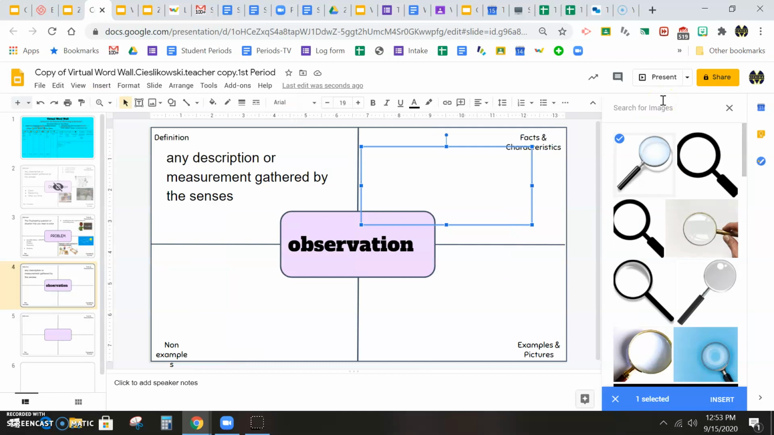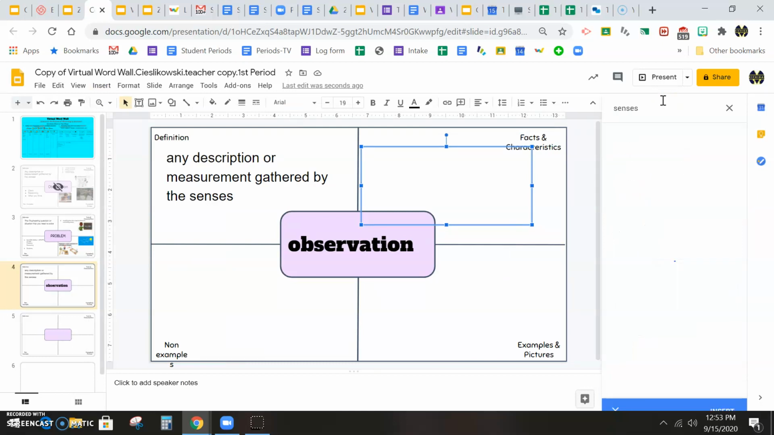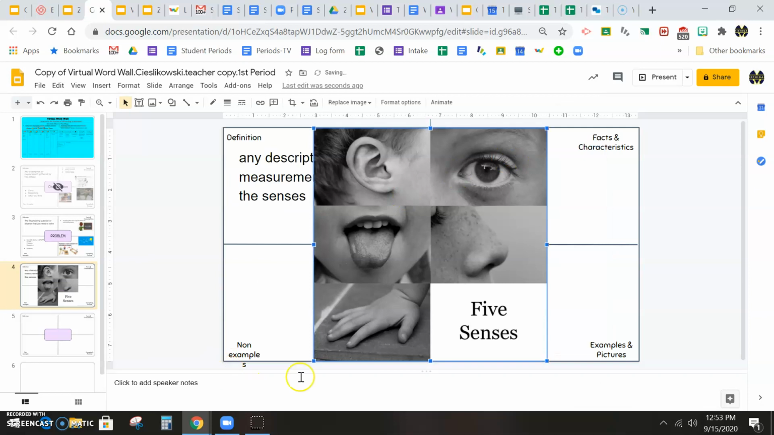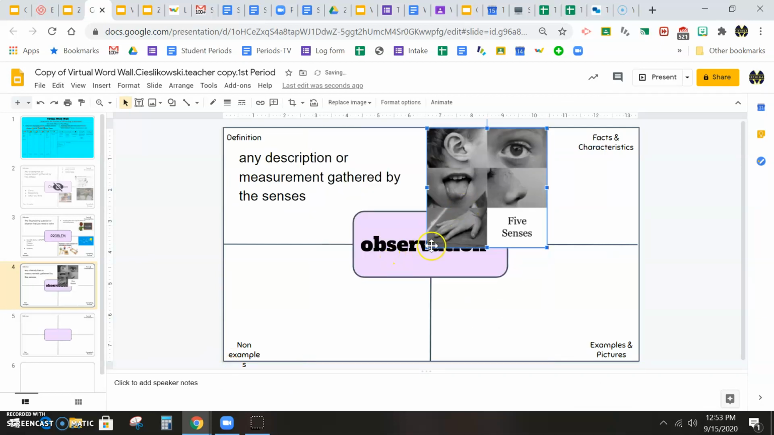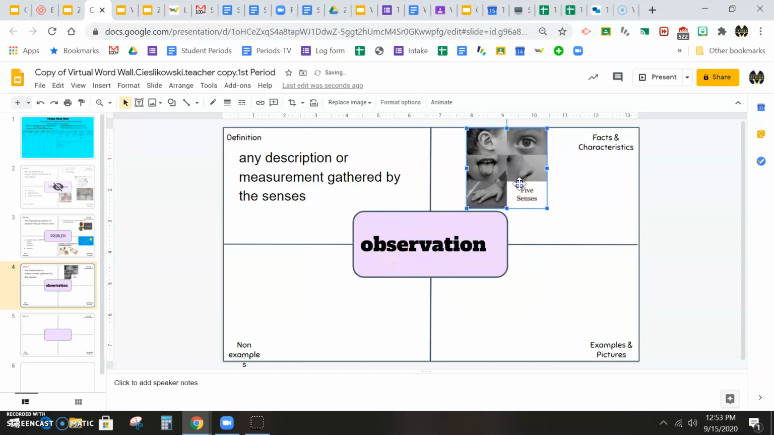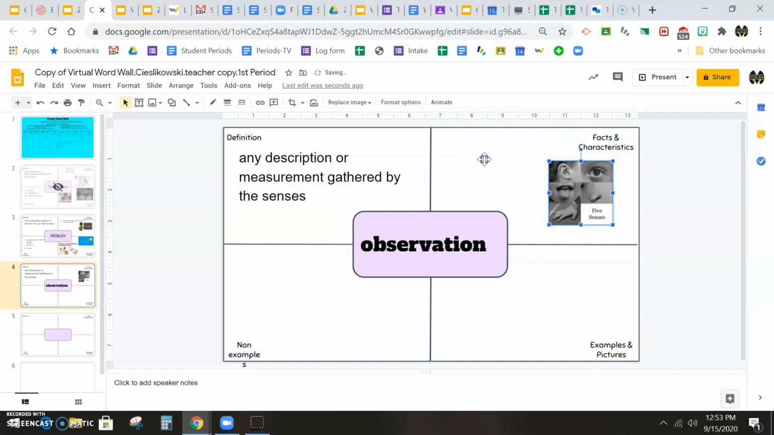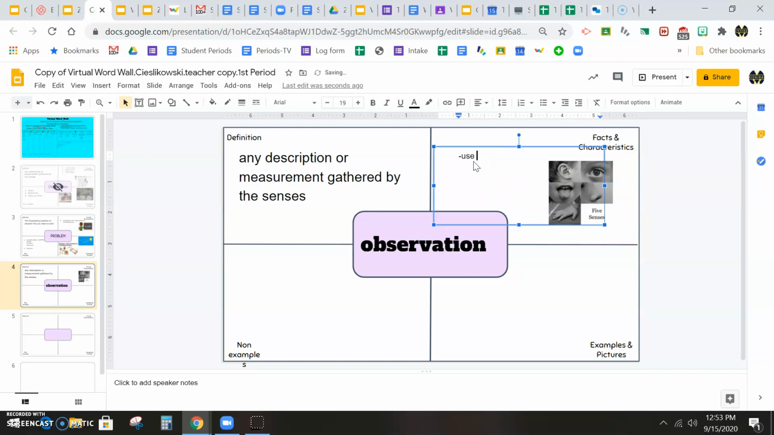If I type the word senses, Google's going to look for pictures about senses. I like this one. I'm going to insert this picture here because this is a picture about your senses. And then I have to drag and make it smaller. And I want to put it here because this is a fact or characteristic about observations. We use our senses. And some of the other things that we talked about in class were we use describing words.